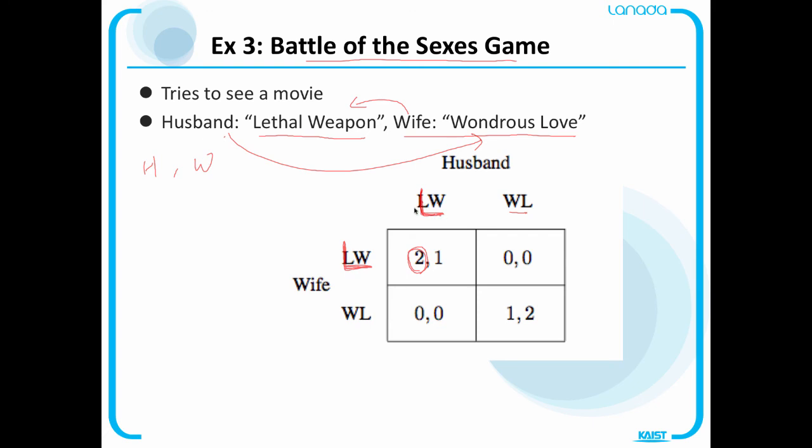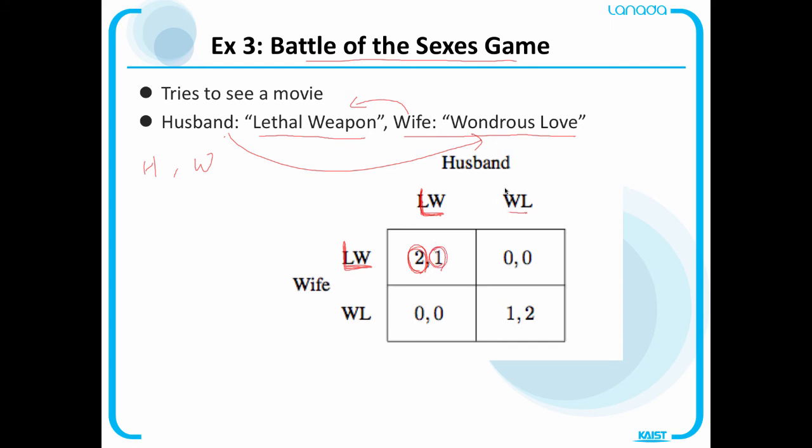So the husband chooses Lethal Weapon and the wife chooses Lethal Weapon, because the wife loves Lethal Weapon. The wife's payoff is 2. The husband has more of a preference for Wondrous Love, but it's good to see a movie together, so his payoff is 1.